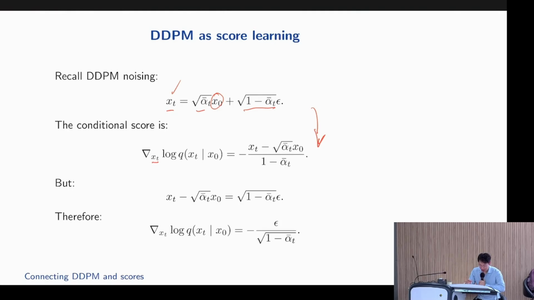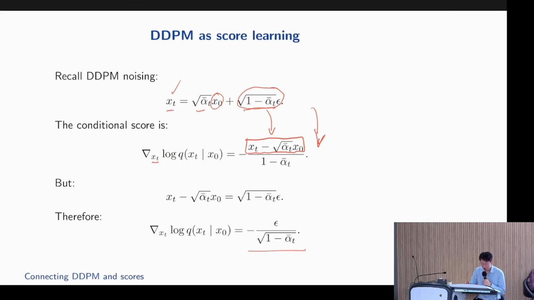Okay, and this term from the forward equation, that's just this component here. So let's plug in x_t minus square root of alpha_t bar times x_0 here. And we have that the conditional score of x_t is negative epsilon over square root of 1 minus alpha_t bar.